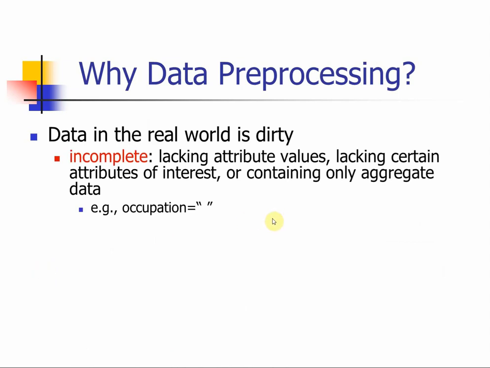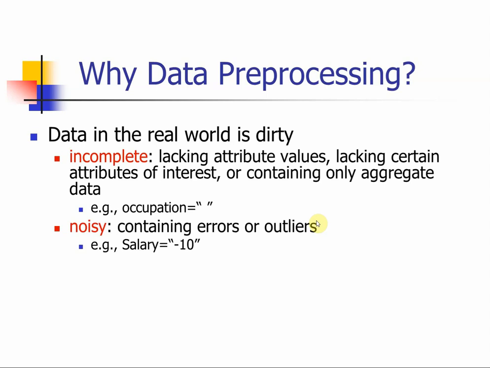For example, lacking attribute values, lacking certain attributes of interest, or containing only aggregate data. For example, no occupation is provided. It can also be noisy. So salary is -10. So what does that really mean? And there can be outliers as well, for example someone's salary is like 20 million.